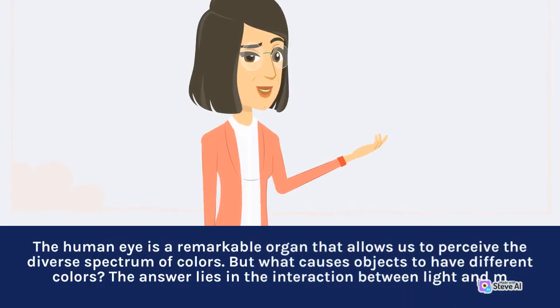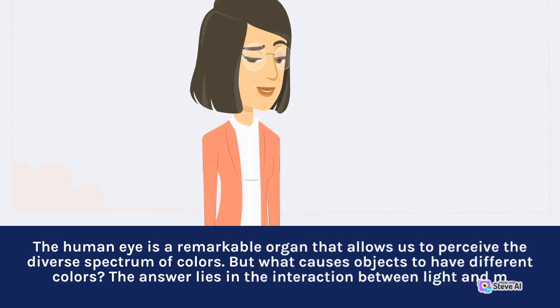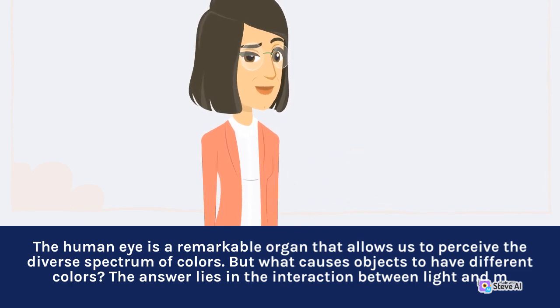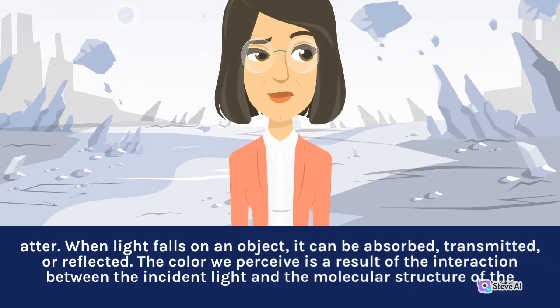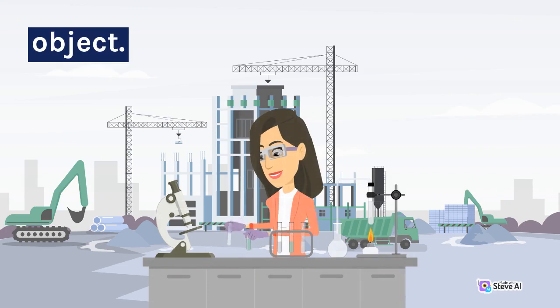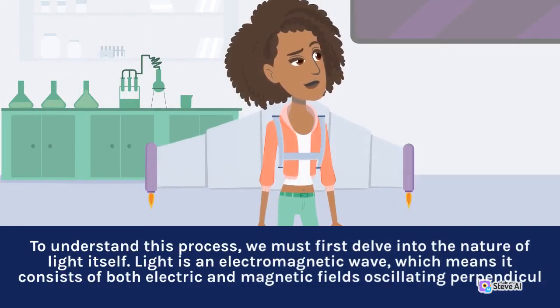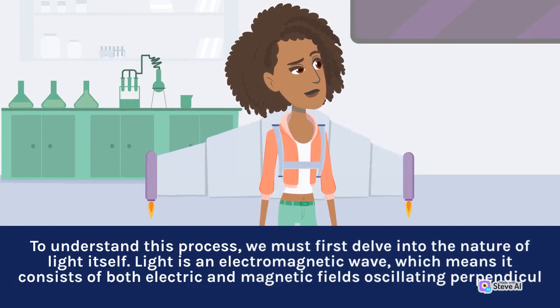The human eye is a remarkable organ that allows us to perceive the diverse spectrum of colors. But what causes objects to have different colors? The answer lies in the interaction between light and matter. When light falls on an object, it can be absorbed, transmitted, or reflected. The color we perceive is a result of the interaction between the incident light and the molecular structure of the object. To understand this process, we must first delve into the nature of light itself.